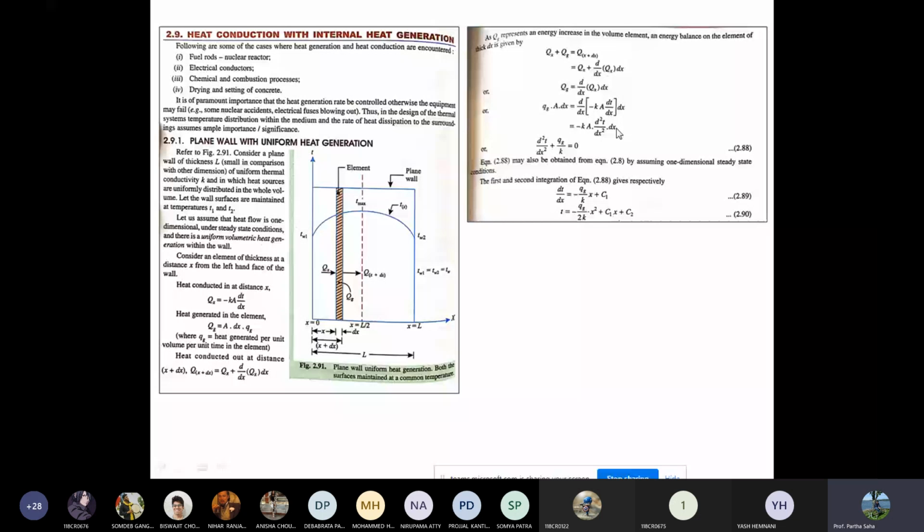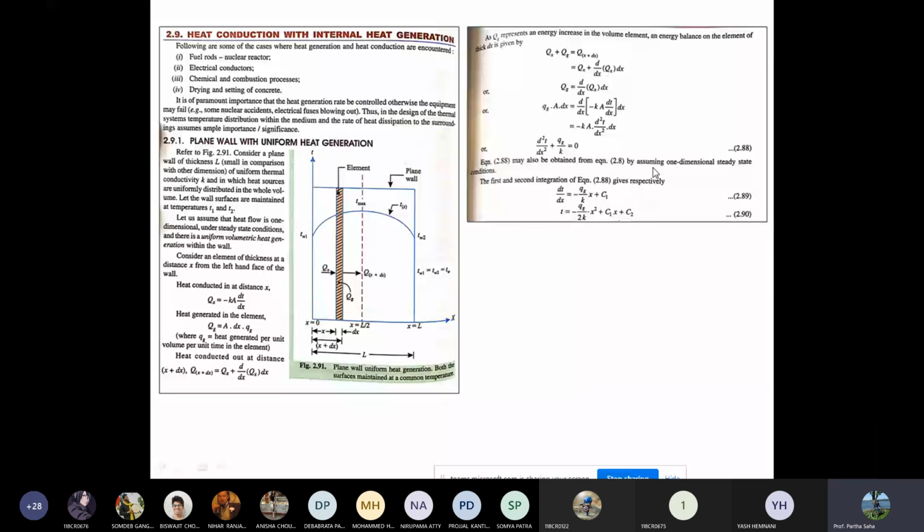Now dx and dx cancel, A gets cancelled, and qg by K on the left-hand side can come to the right-hand side, or this term can go to the left-hand side. It becomes d2T/dx2 plus qg/K equals 0. This is the expression we talked about this morning, equation 2.88, if you remember correctly. I did not show you how to arrive at this equation. This is the differential form of heat generation, and it can be solved with the proper boundary conditions, which is what I discussed in the first class.